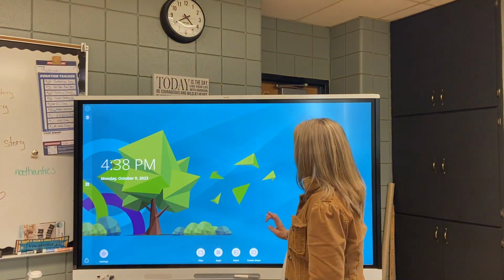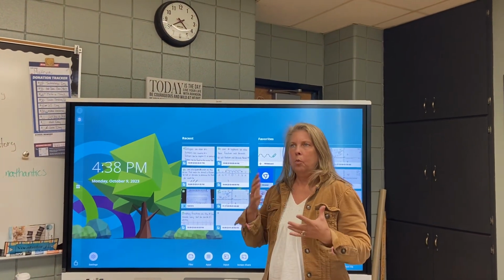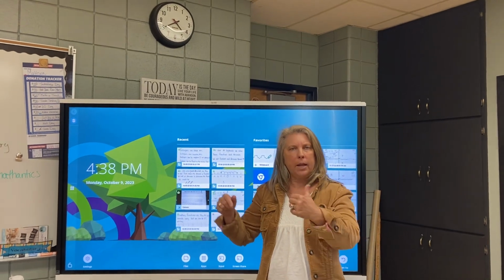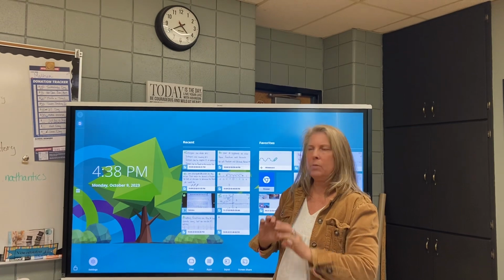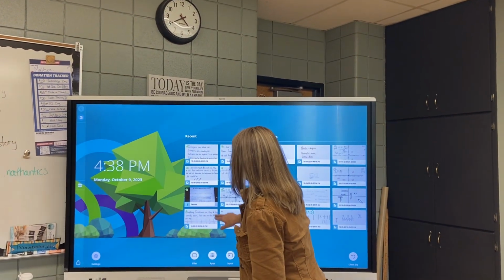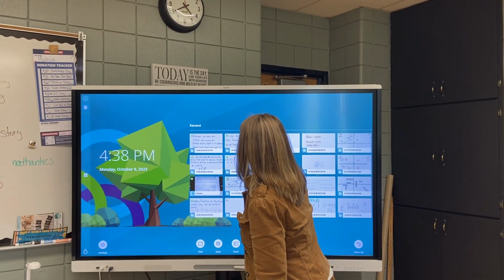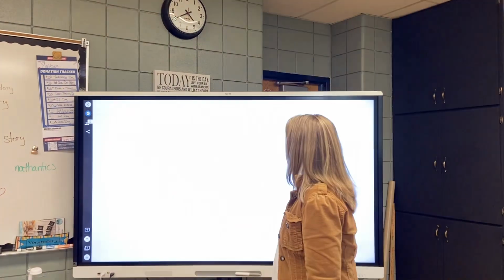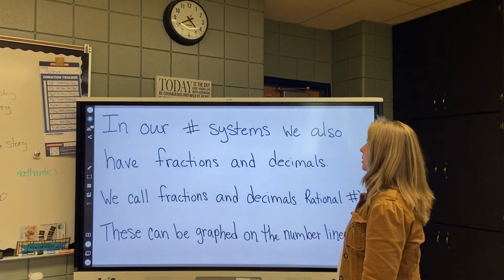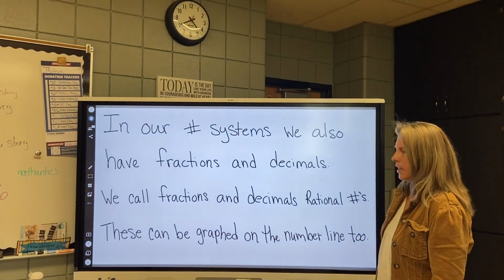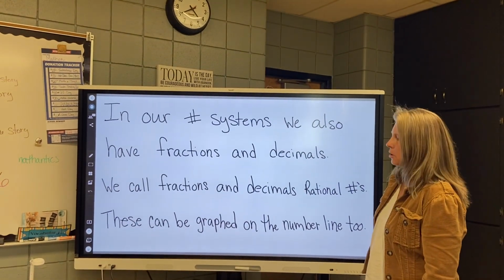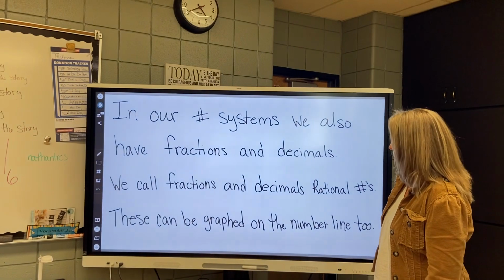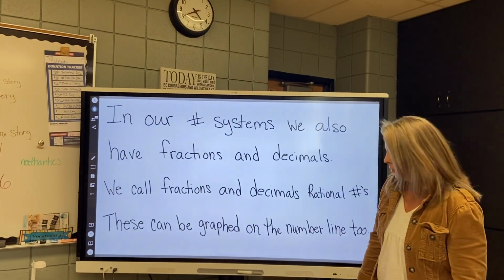Remember, they're whole numbers, so they can be 1, 2, 3, 4, 5, or -1, -2, -3, -4, -5, and it can be 0. In our number systems, we also have fractions and decimals. We call fractions and decimals rational numbers. These can be graphed on the number line too.